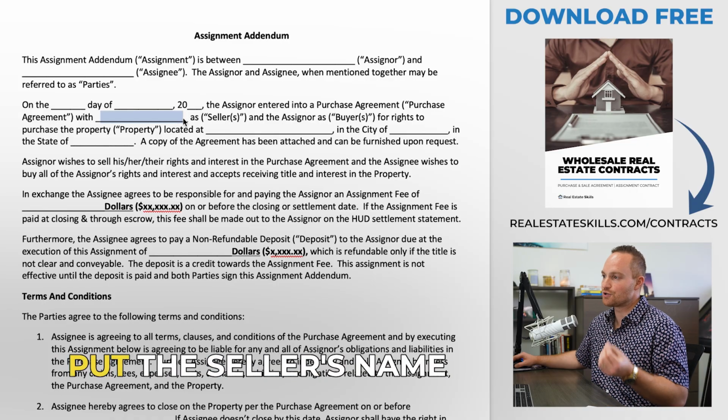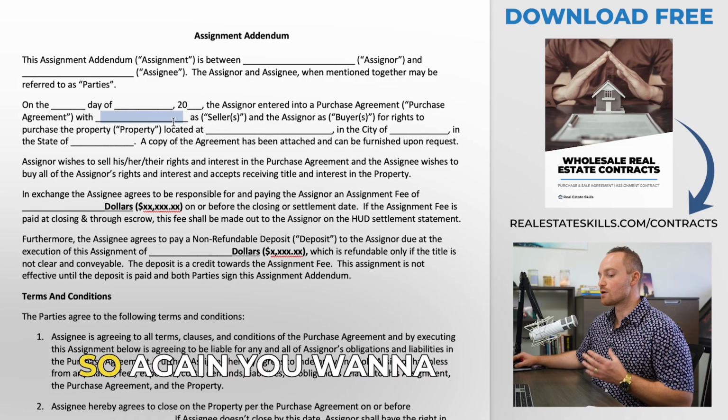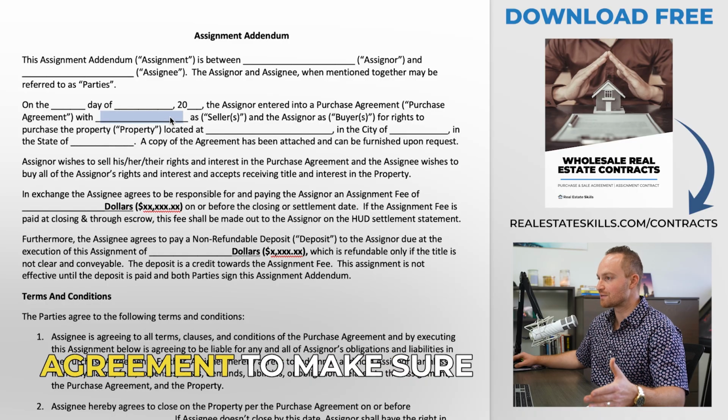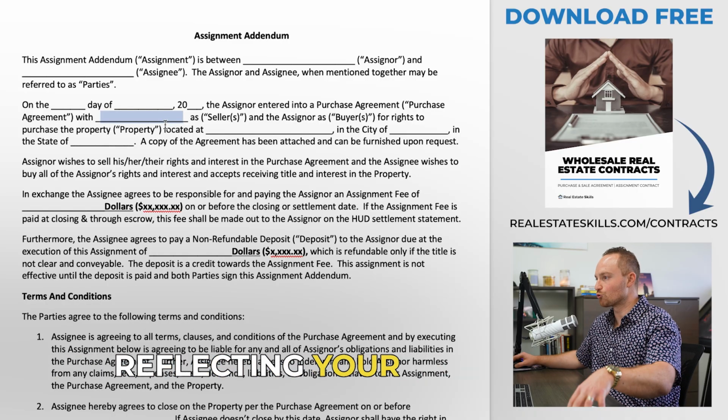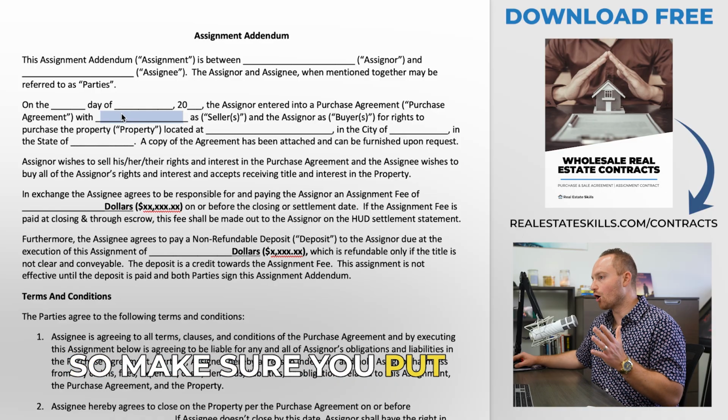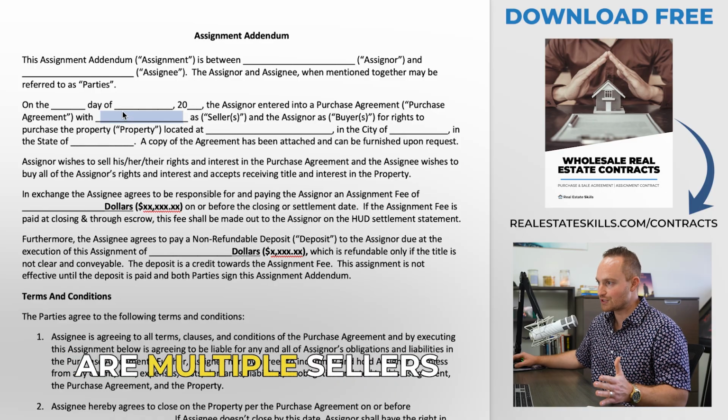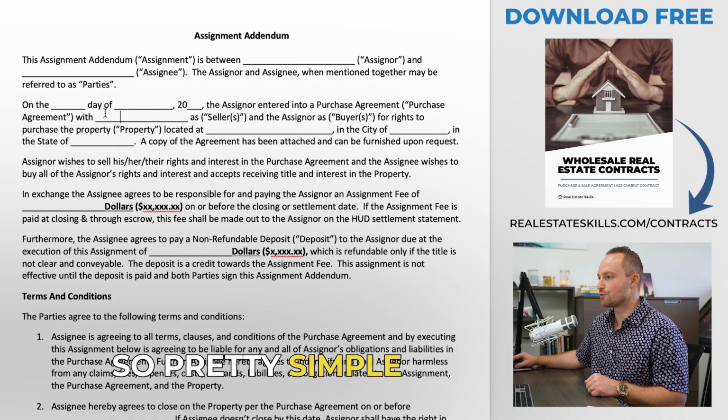So here's where you put the seller's name. Again, you want to match your purchase agreement to make sure that this assignment addendum is properly reflecting your purchase agreement. So make sure you put all of the sellers involved if there are multiple sellers. So pretty simple, the sellers go here.